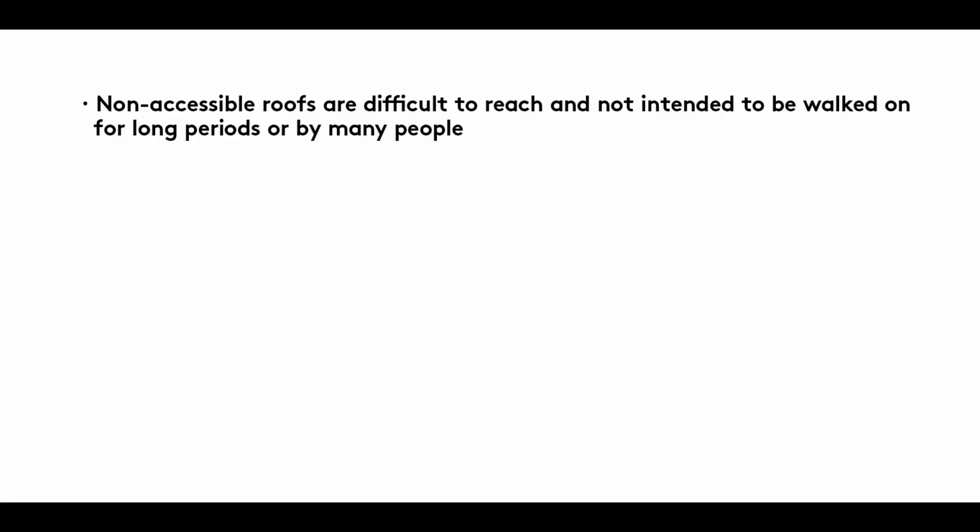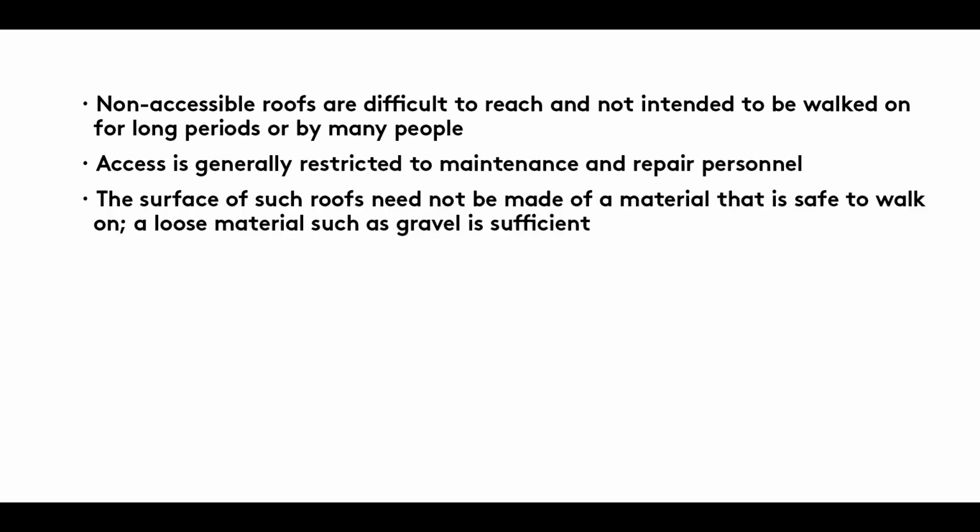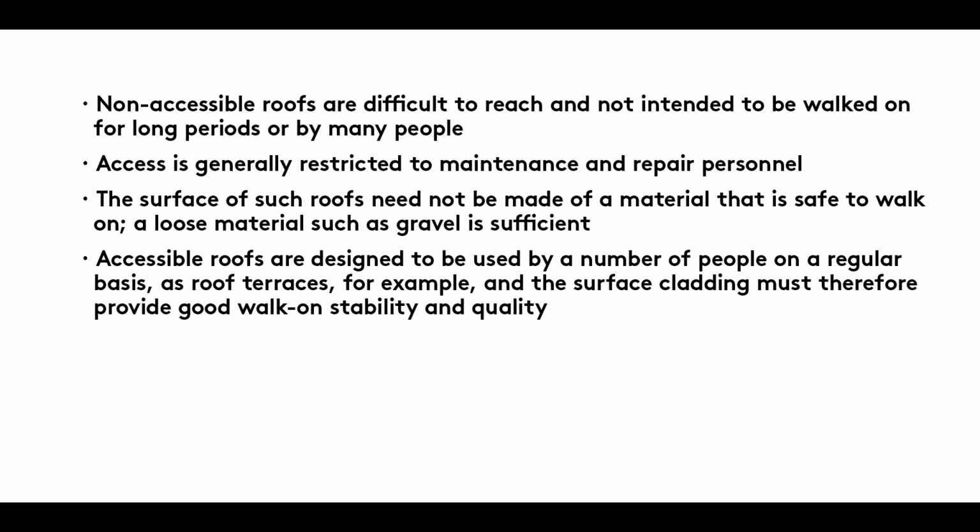Summary: non-accessible roofs are difficult to reach and not intended to be walked on for long periods or by many people. Access is generally restricted to maintenance and repair personnel. The surface of such roofs need not be made of a material that is safe to walk on. A loose material such as gravel is sufficient. Accessible roofs are designed to be used by a number of people on a regular basis, as roof terraces, for example, and the surface cladding must therefore provide good walk-on stability and quality.